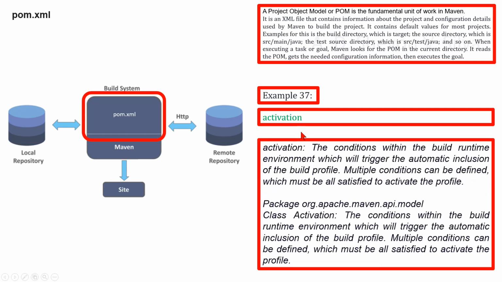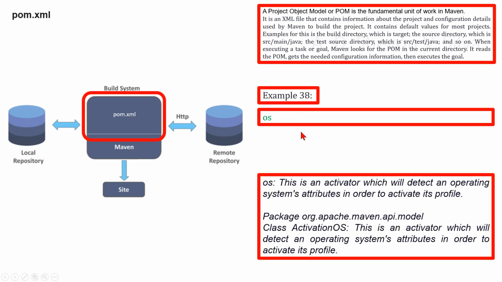Activation. The conditions within a build runtime environment which will trigger the automatic inclusion of a build profile. Multiple conditions can be defined which must be satisfied to activate the profile. Regarding API, the class Activation in package API.model. The conditions within the build runtime environment which will trigger the automatic inclusion of a build profile. Multiple conditions can be defined and must all be satisfied to activate the profile.